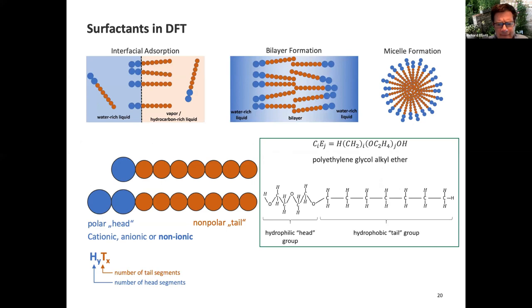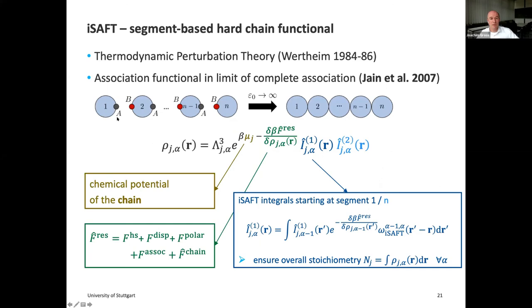Well, essentially this is a group contribution type of approach. We define individual segments, and they are individual in terms of the van der Waals parameters, and also in terms of hydrogen bonding, so association parameters. These individual entities are then connected. This is really work of Jain. Maybe Walter, you can comment. This is the formalism we use.